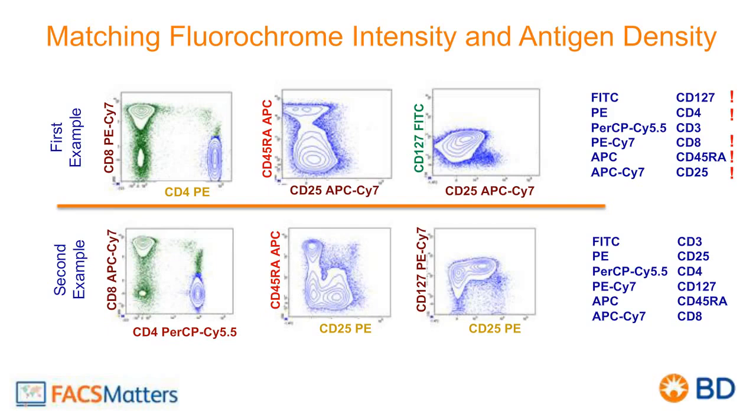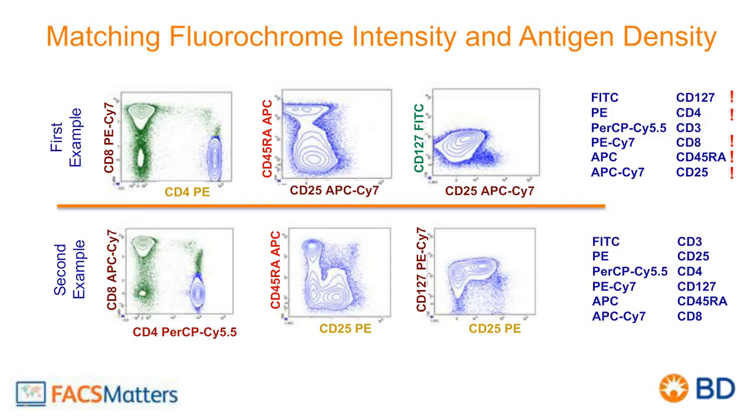In the second example, I've tried to follow the rules of always putting something bright on a dimly expressed marker and vice versa. So you can see here we have CD3 on FITC, we put the CD25 on PE, CD4 on another dim fluorochrome, PerCP-Cy5.5, CD8 on APC-Cy7, also dim.